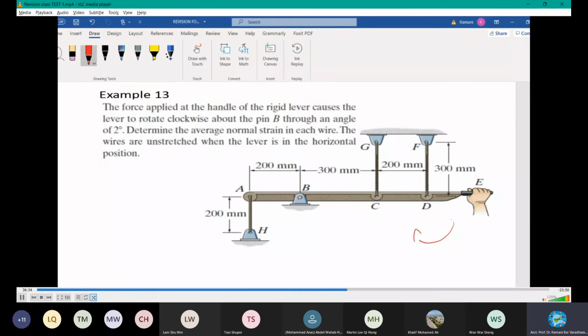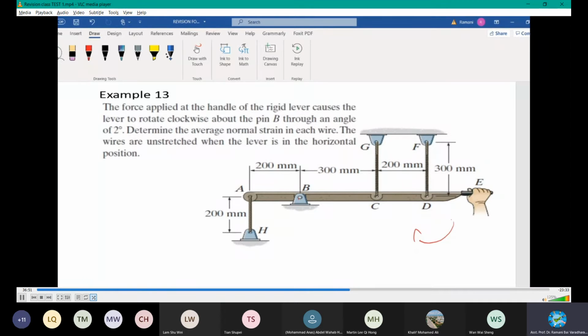Now we are going to do the strain. Last time is all about stress and factor of safety. Now is the second factor that we learn, strain. How much the strain in each wire? The wires are unstretched when the lever is in horizontal position. Do you understand the question?